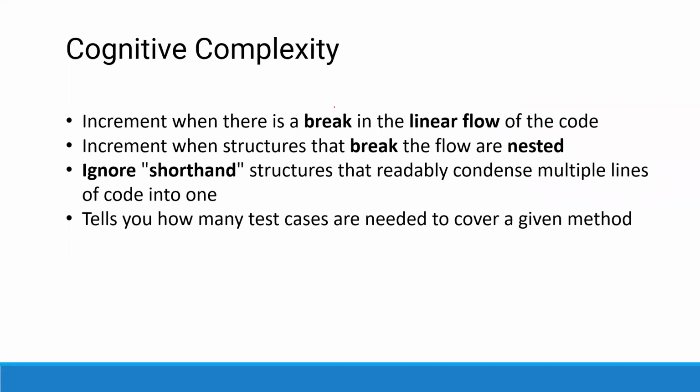Whenever there is a break in the linear flow of the code, you will increase by 1. You will increment when there is a break or when there is a nested structure. You will ignore the shorthand structures. I'll give you examples. It tells you how many test cases are needed to cover a given method. So that is cognitive complexity.